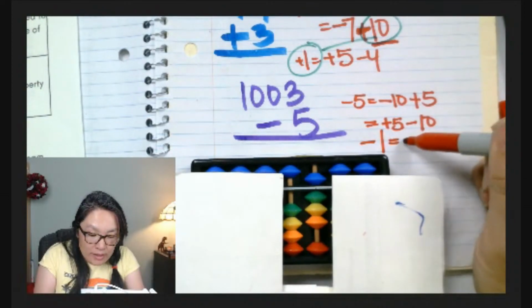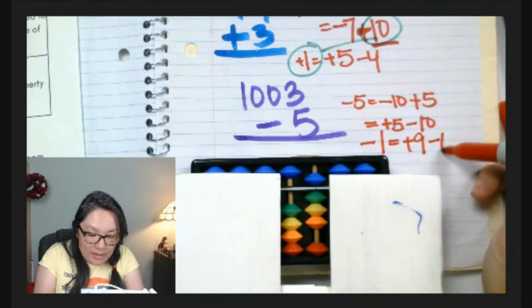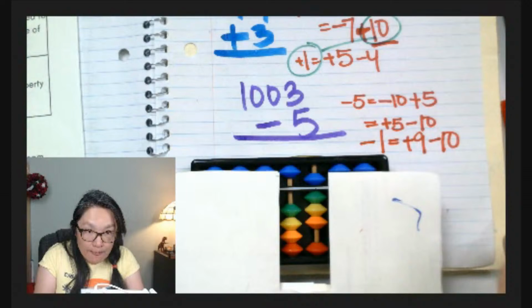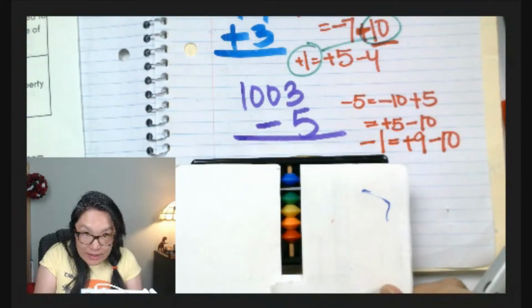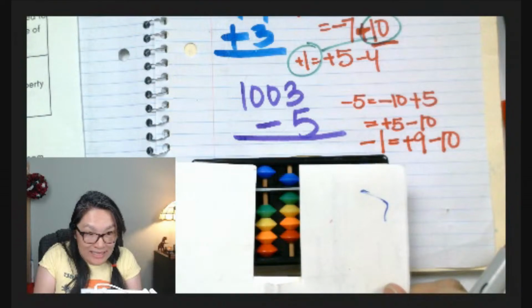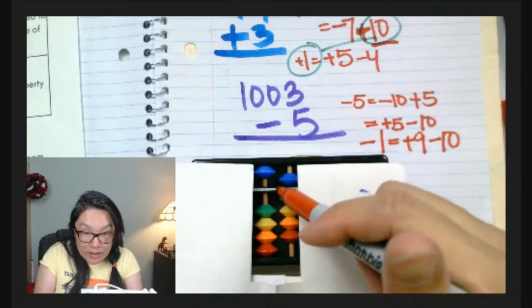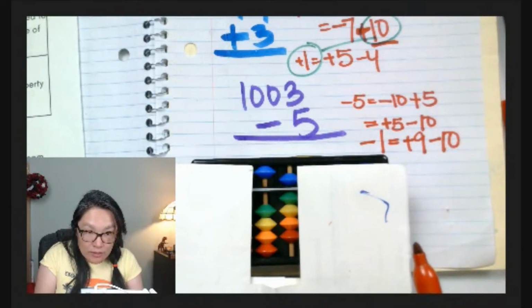Minus the 1 is plus 9 minus 10. So I plus the 9, right? I'm going to add the 9. And then what do I do? I take away the 10. Can I take away the 10? No, I cannot take away the 10.